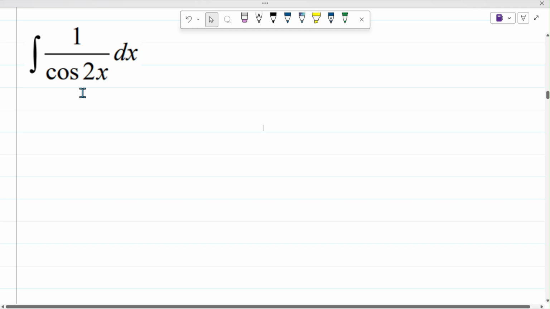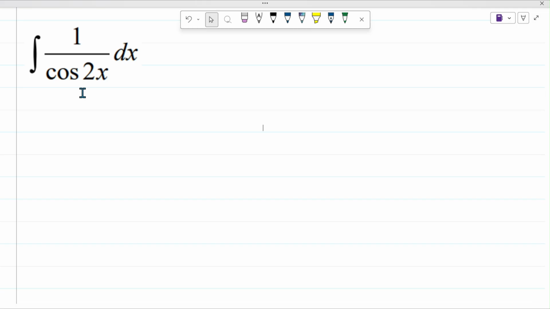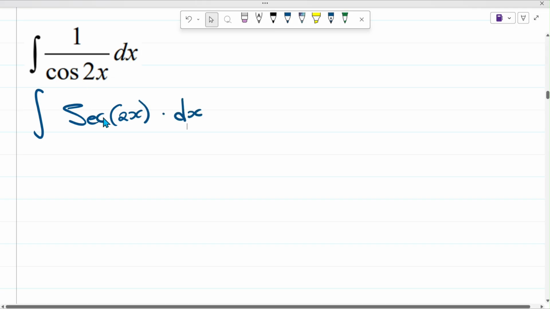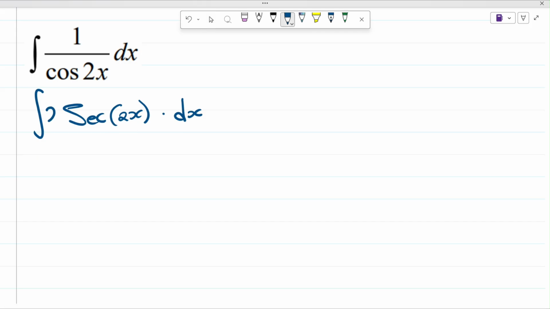So this is going to be sec of 2x. So this is going to be 1 over cos. I changed it into its reciprocal, which is sec of 2x, and then dx. So from here, before we make use of any integral formulas, we need to make sure that we've got the derivative of the argument. The argument in this case is 2x. So when we differentiate 2x, what do we get? We get a 2. So that 2, we write it here.